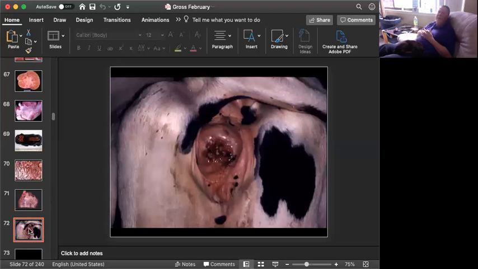I'm going to leave you with another ox. Tissue from an ox. Can you give me a morphologic diagnosis?